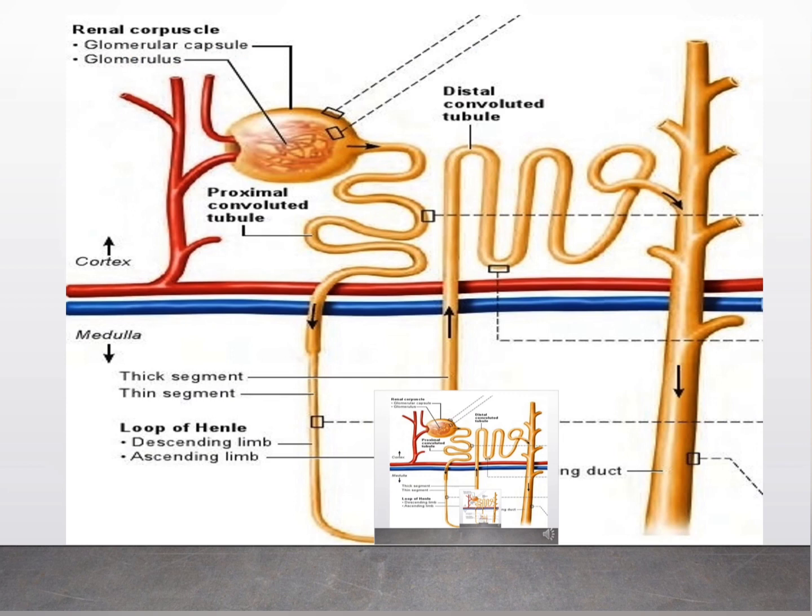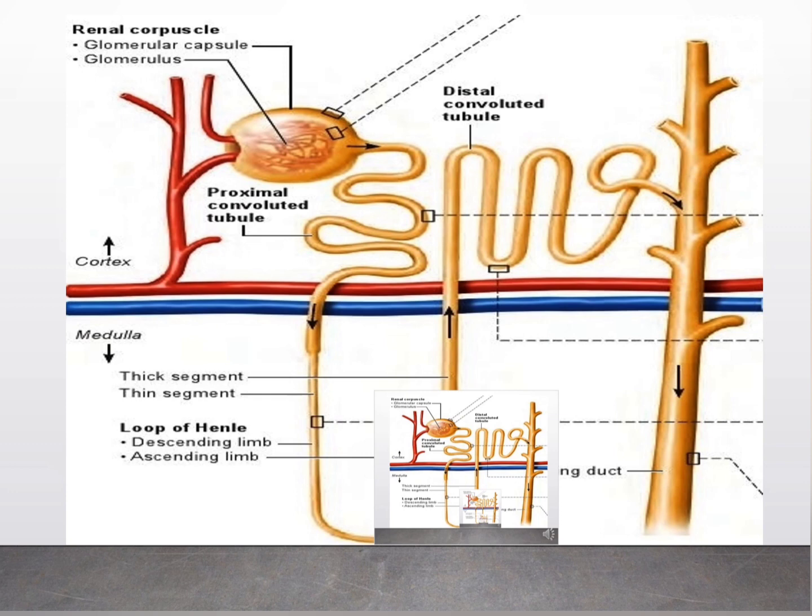This is the structure of nephron. This is the Bowman capsule. Inside it is a network of blood capillaries called the glomerulus. Both glomerulus and Bowman capsule together are called the Malpighian corpuscle. Then this is the capsular space. Then it is continued by the proximal convoluted tubule.